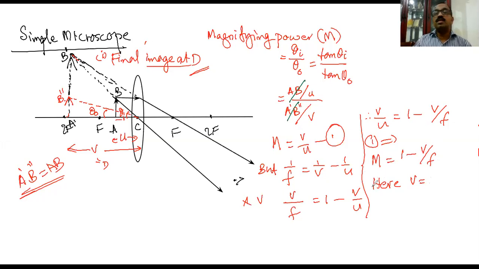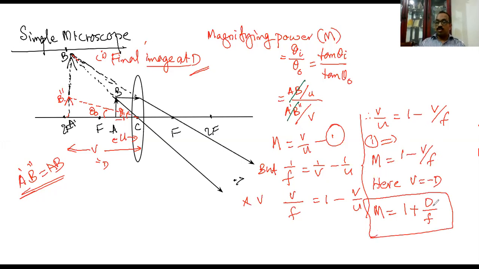And by sign convention, what you can say is the incident ray is towards the right, but you are taking the measurement towards the left. So according to the sign convention, v is negative. So we should replace v with negative D. Therefore, the final expression for the magnifying power is 1 plus D by f. So I request all of you to memorize this equation. Okay, so this is the derivation of the expression for magnifying power of a simple microscope. Is it clear? All right.